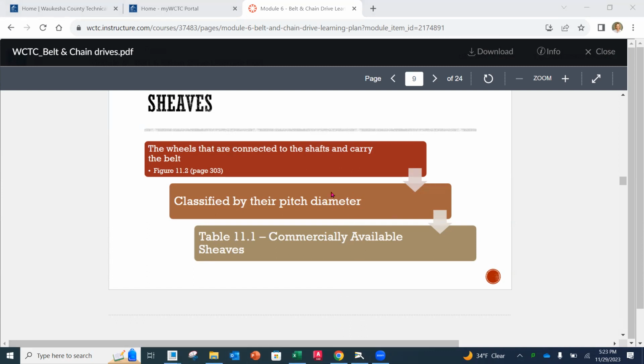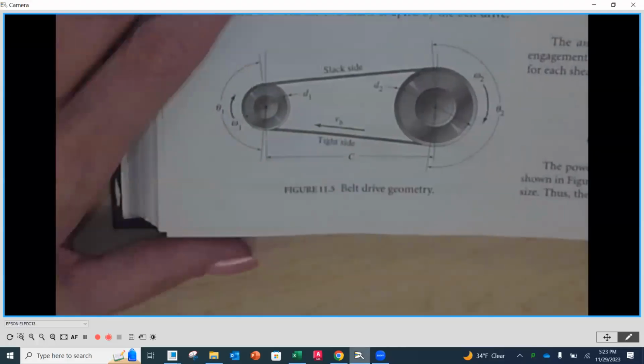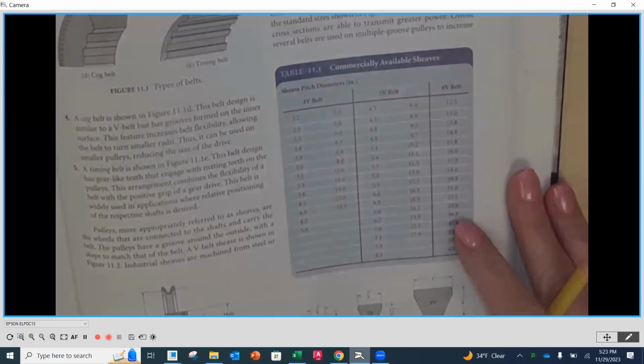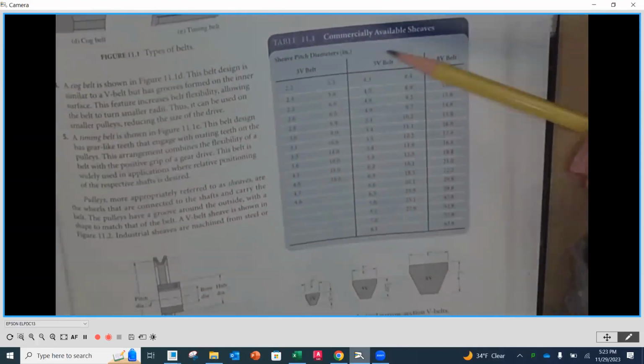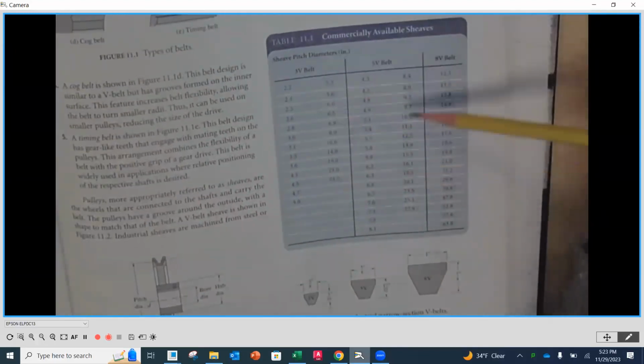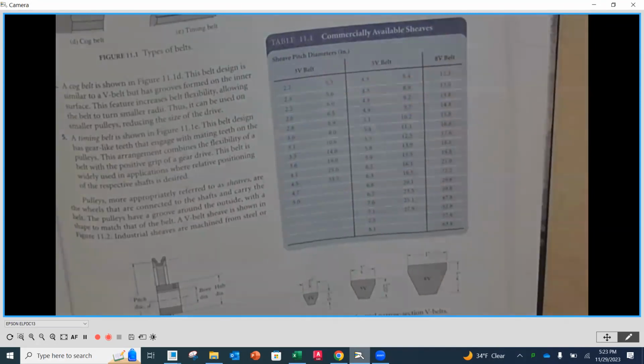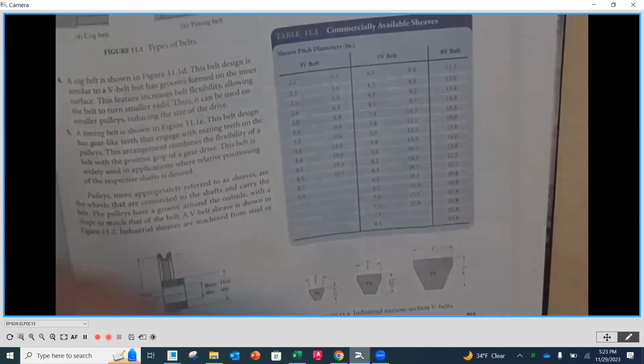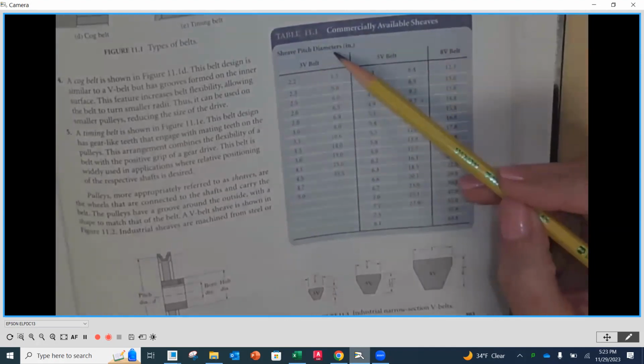Sheaves are going to be classified by their pitch diameter. So if we go back and look at page 303 again, and go back to this chart I briefly looked at, you'll notice that we have these columns of the different sizes of V belts. Again, the 3V, 5V, and 8V, and the smaller the number, the smaller the physical size of that V belt. Now, in here, we're going to look at the pitch diameters.